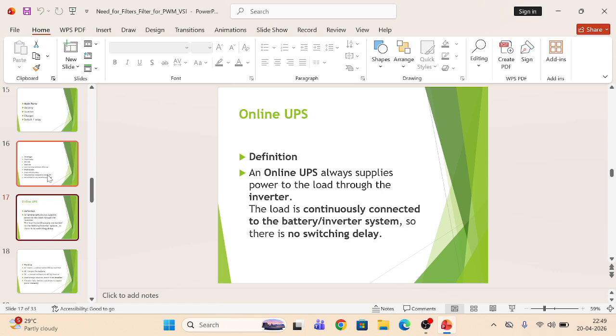Then online UPS. In online UPS, power always goes through the inverter, so even if the main fails, there is no delay. This provides better protection. For example, in hospitals or data centers, power should never stop. So online UPS is used, which has no delay.